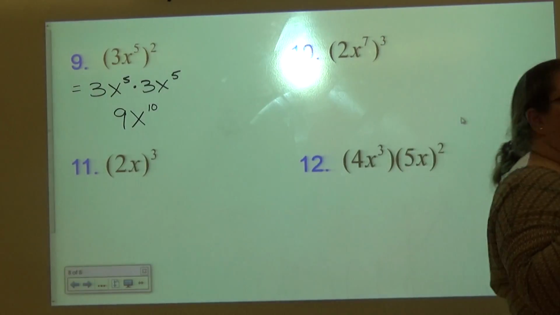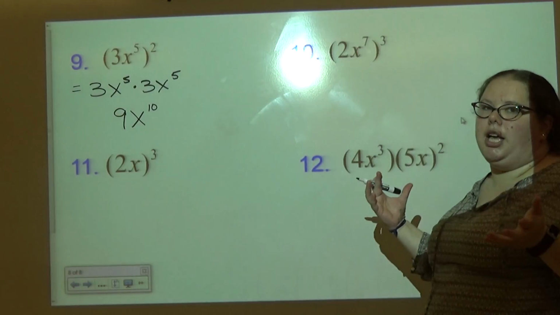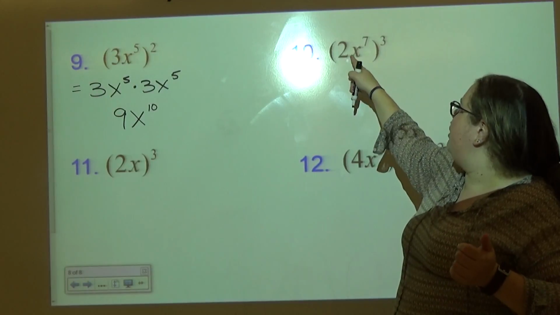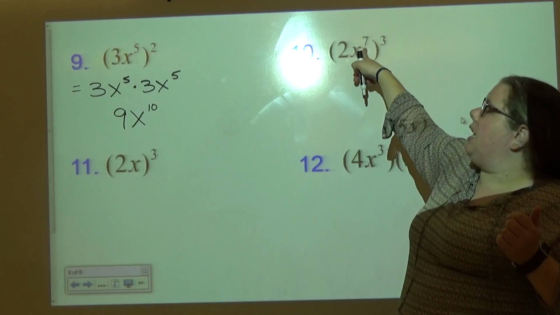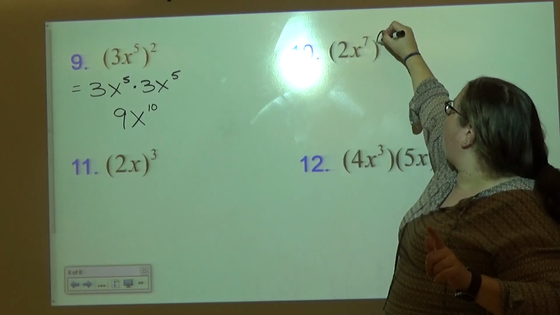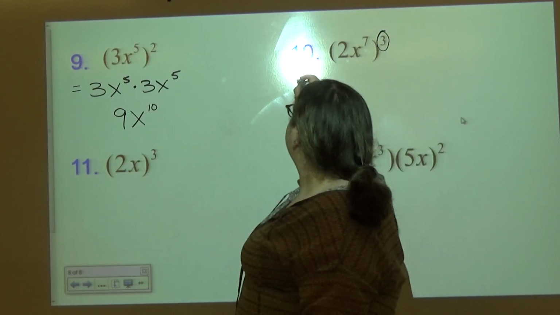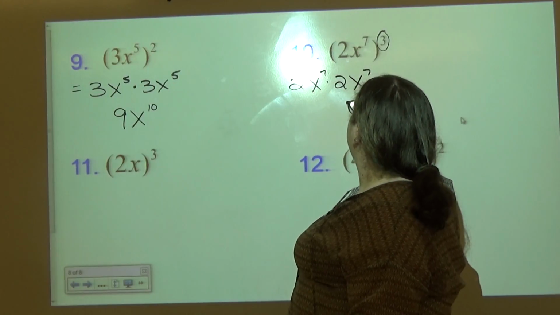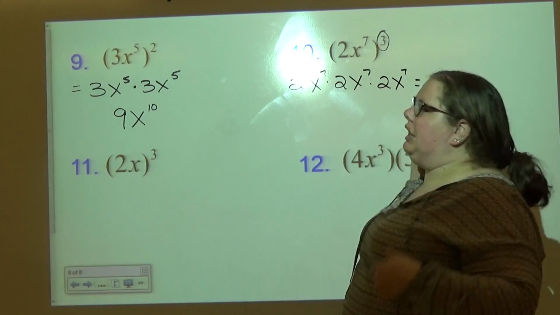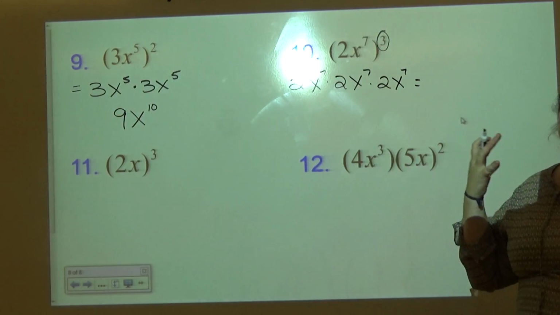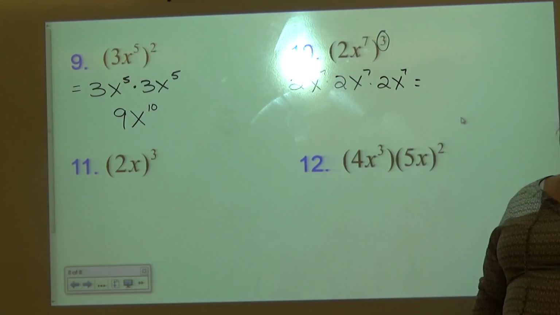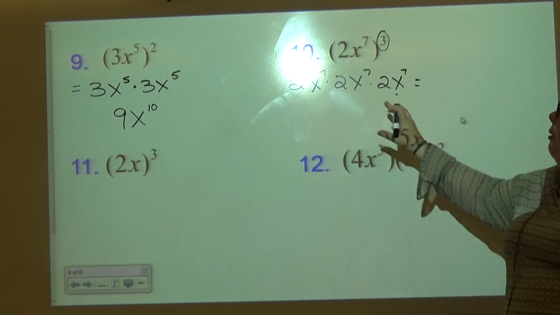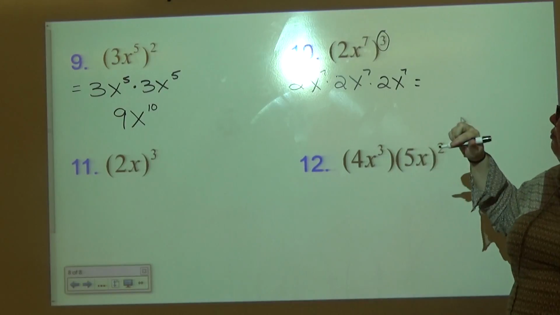Alright, so for this one, I like writing it out. I think it's less confusing, you make less mistakes, especially with these exponents. So I'm going to write 2x to the 7 out. How many times? 3 times. So we have 2x to the 7 times 2x to the 7 times 2x to the 7. It's a little more straightforward. Yes, you can't do that every time. If I gave you 2x to the 7 to the 23rd, you don't want to do that. That's way too crazy. But with smaller numbers like this, no big deal.